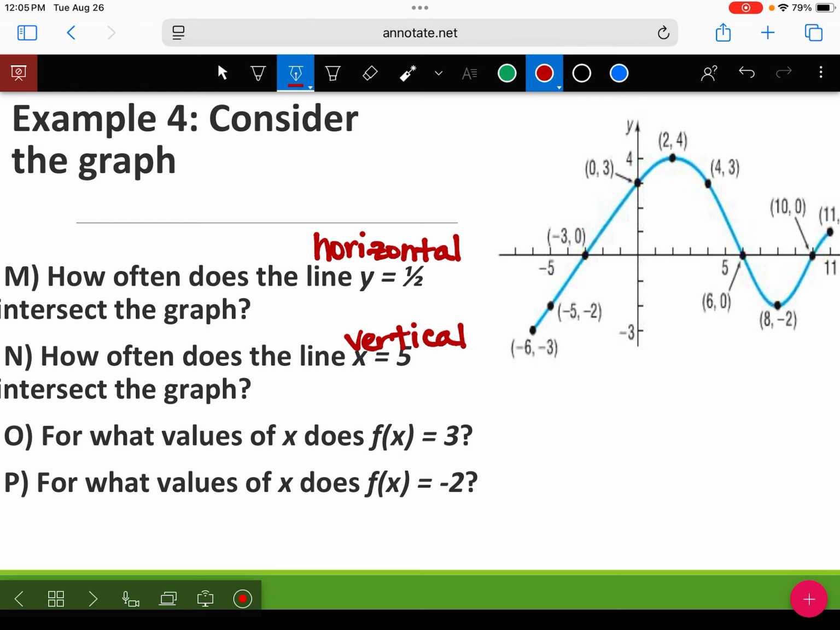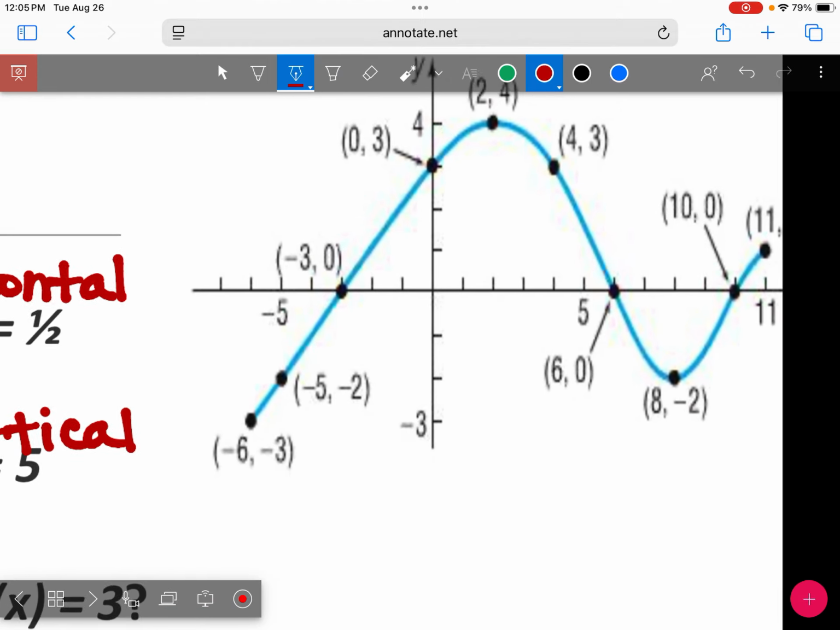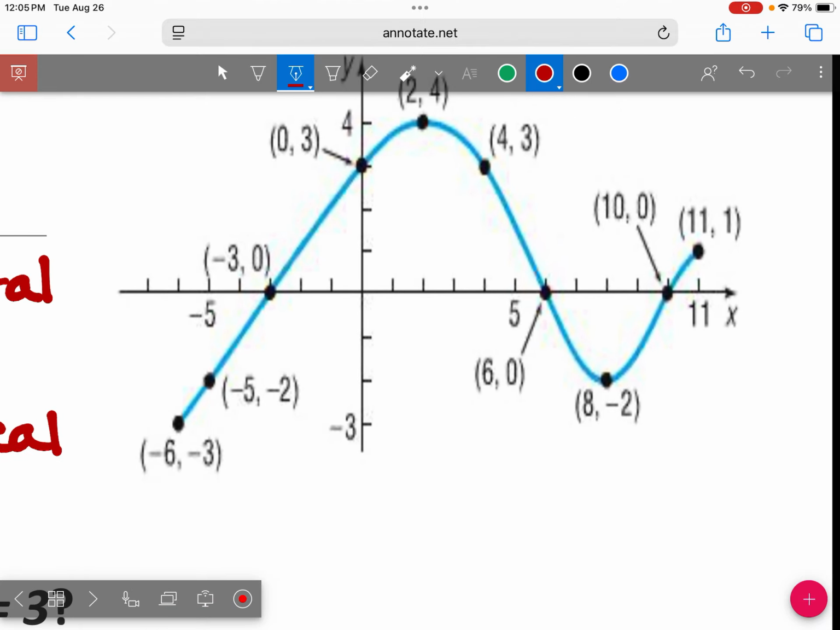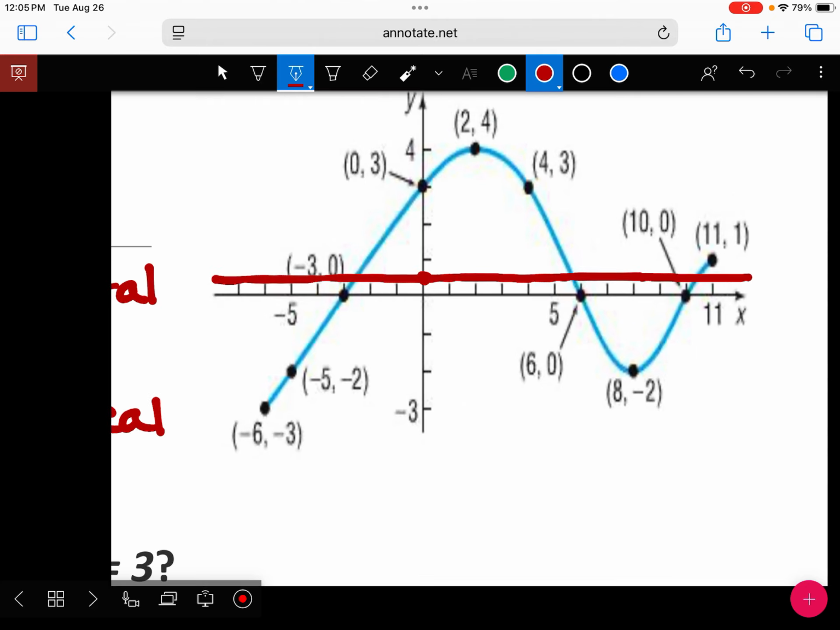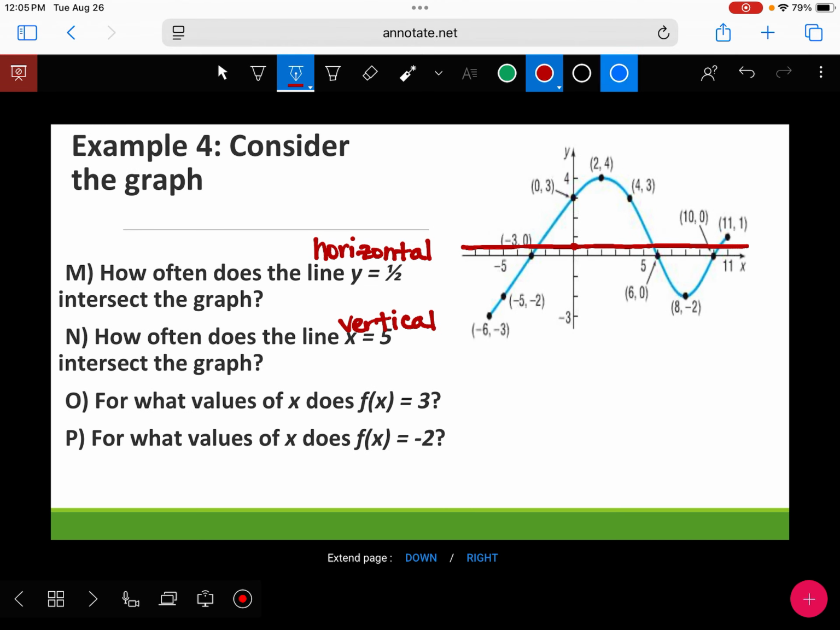So when I look at y equals 1/2, I'm going to zoom in, I am drawing a line that goes through, y equals 1/2 is about here. So I'm going to draw a horizontal line that goes through. And I'm not asking you where, but show me with your fingers how many times does the graph cross through my red line. That's all I'm asking you. How many times does the graph cross through the red line? 3. So that would be your answer. How often? So for part M, the answer is 3.